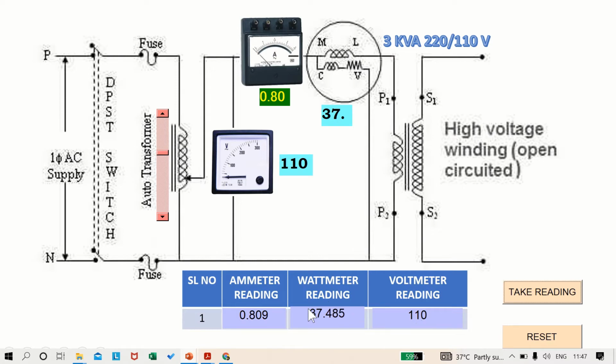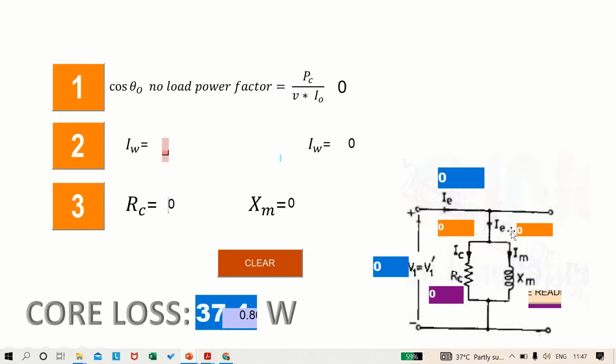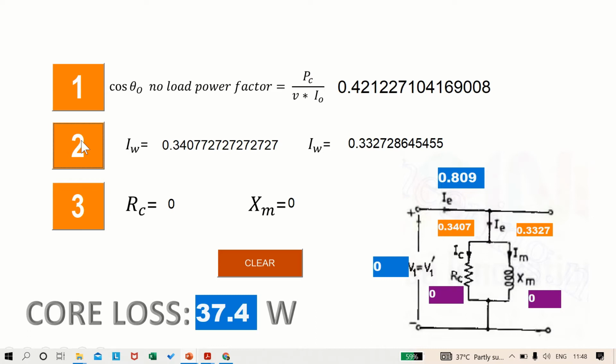This wattmeter reading gives the total core loss of the transformer. Using these parameters, you can find the no load parameters or the shunt element parameters of the transformer. First, the power factor is calculated. Next, IC and IW are calculated. Here IC should be there, please take a note of this. And RC and XM, the shunt element parameters, are calculated. Now the core loss is 37.4 watts.